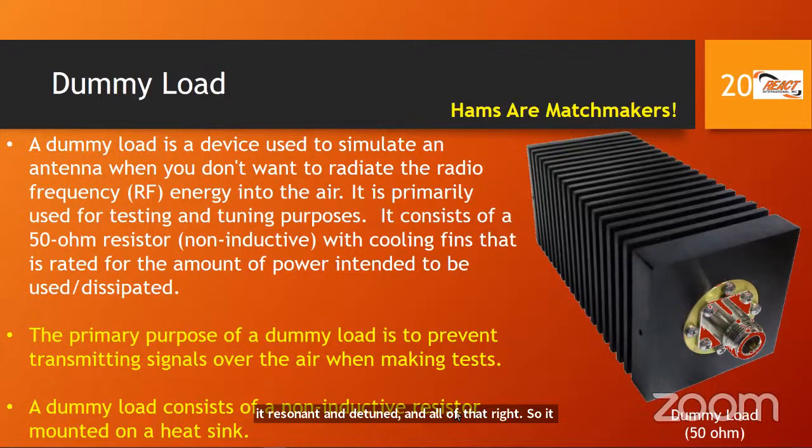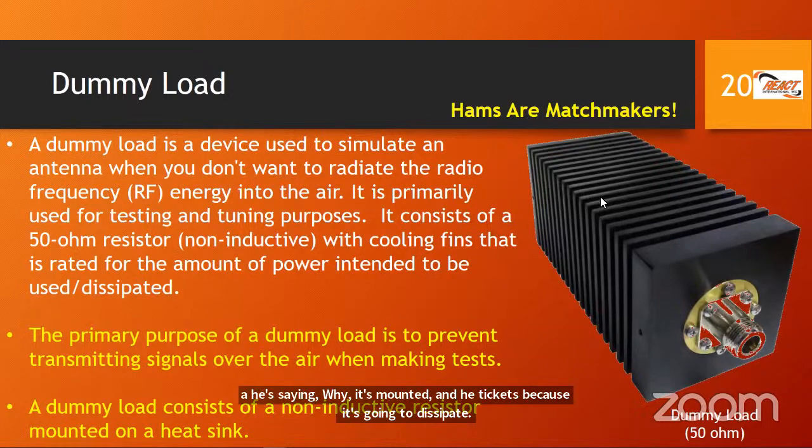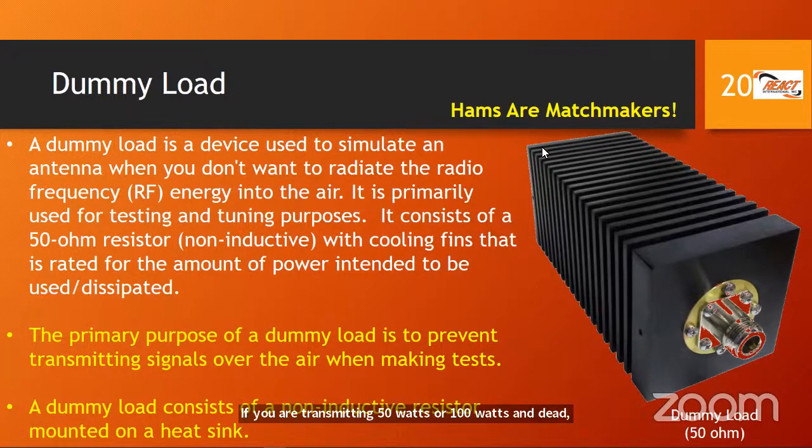It needs to be a resistor. So it's not the type of resistor that's made of a coil of wire, right? And it's mounted on a heatsink. Why it's mounted on a heatsink is because it's going to dissipate. If you're transmitting 50 watts or 100 watts into it, it needs to dissipate that power safely. So that's why you have this big heatsink here, because it's going to get pretty hot pretty quickly. So you need to have this heatsink to draw all of that heat and make sure it is safe and dissipated for the length of your transmission.